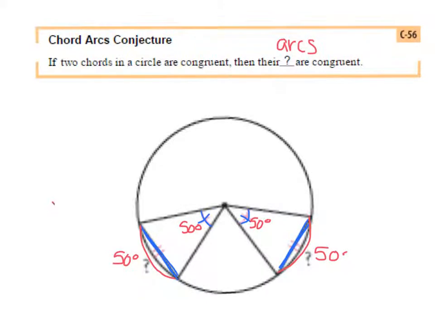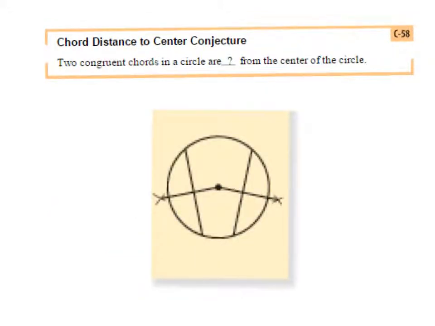Ready, pause. The last one I'd like us to look at is the chord distance to the center conjecture, which says if two congruent chords in a circle, so we're going to look at these two chords, 1 and 2, are congruent, then they are equidistant from the center of the circle. So that means that this little part is congruent to that little part, and this part is congruent to this part. Pause the video, write this conjecture down, including drawing the picture, and hit play when you're done. Ready, pause.